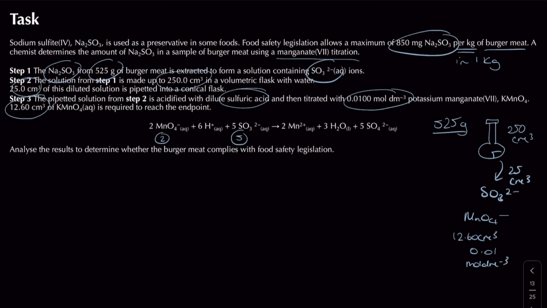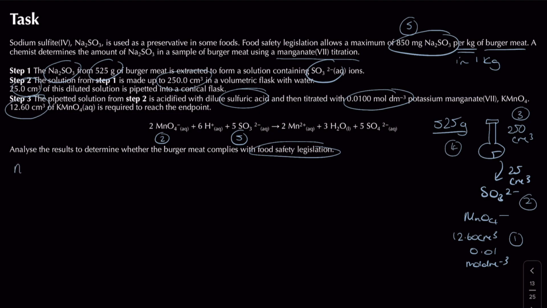Now, in terms of this, we've got step 1: work out the moles of manganate. Then work out the moles of SO3 2- using ratios in 25 centimeters cubed, in 250 centimeters cubed, and then we need to find the actual mass of our sodium sulfite, not just sulfite on its own, in 525 grams. And then we need to find out if it actually meets our threshold of 850 milligrams of sodium sulfite per kilogram of burger meat. So we need to analyze the results and determine whether the burger meat complies with food safety legislation.